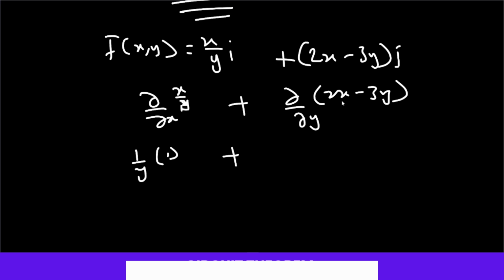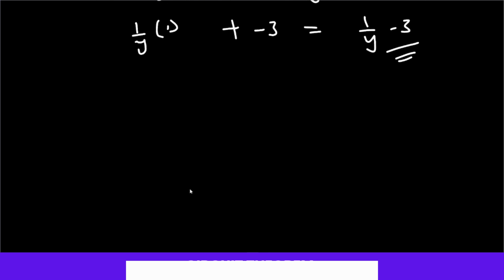If we differentiate x, we get 1 over y. Plus here, x is constant. We differentiate minus 3y, which is going to give us minus 3. It means that our result will be equal to 1 on y minus 3. So this is the result of what we are solving. Okay.